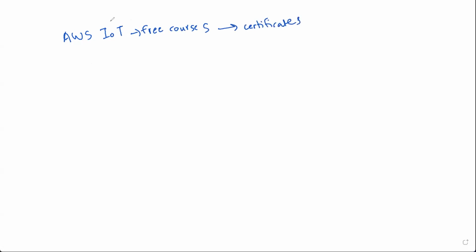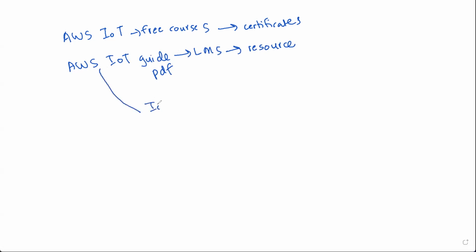AWS IoT has its own architecture, and a guide regarding that I have included in the LMS. You can refer to that in the resources section. In the very top part of the module page, you can see this PDF. You can refer to that document as well. Basically, AWS IoT is defined specifically for IoT applications.